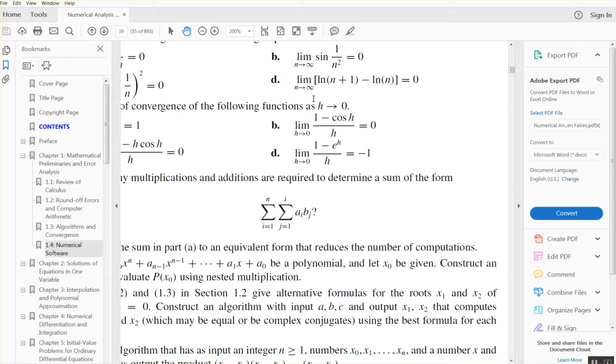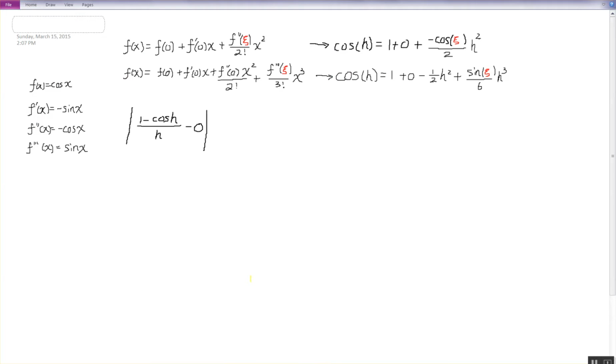I would like to show you an example for this homework, the number 7, part B. In this part B, we are trying to figure out the rate of convergence of this function when h is approaching 0. The limit is fairly easy to check. You just plug in, use L'Hopital's rule. The limit is 0. Now we are going to follow the definition.